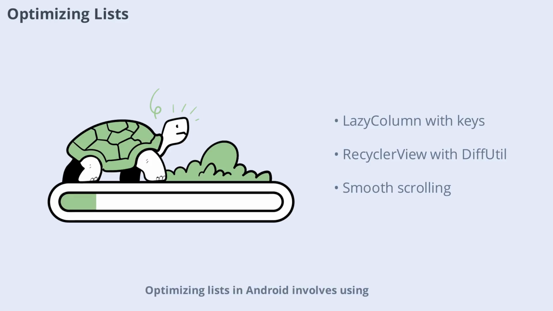Optimizing lists in Android involves using LazyColumn with keys or RecyclerView with DiffUtil. These techniques improve performance and ensure smooth scrolling, especially with large data sets. Mastering list optimization is key for responsive UIs.